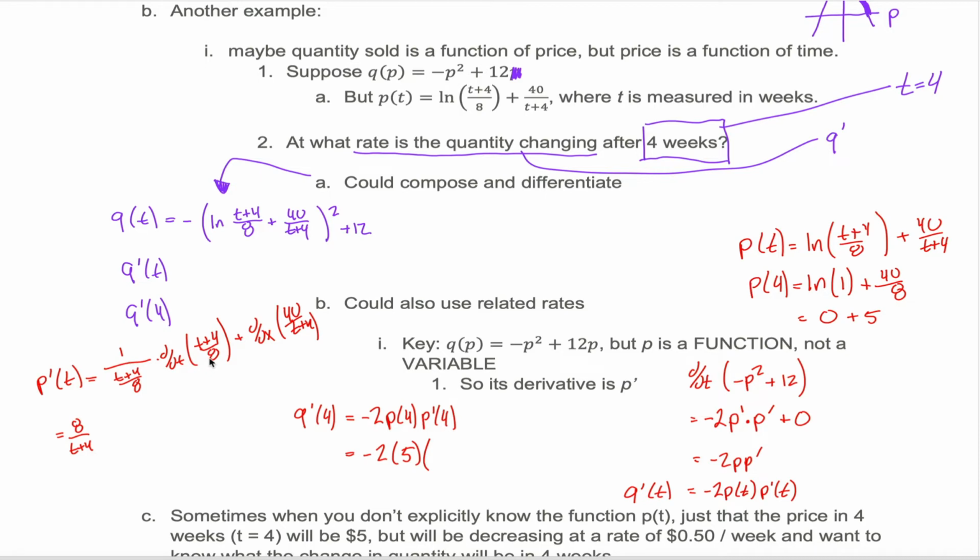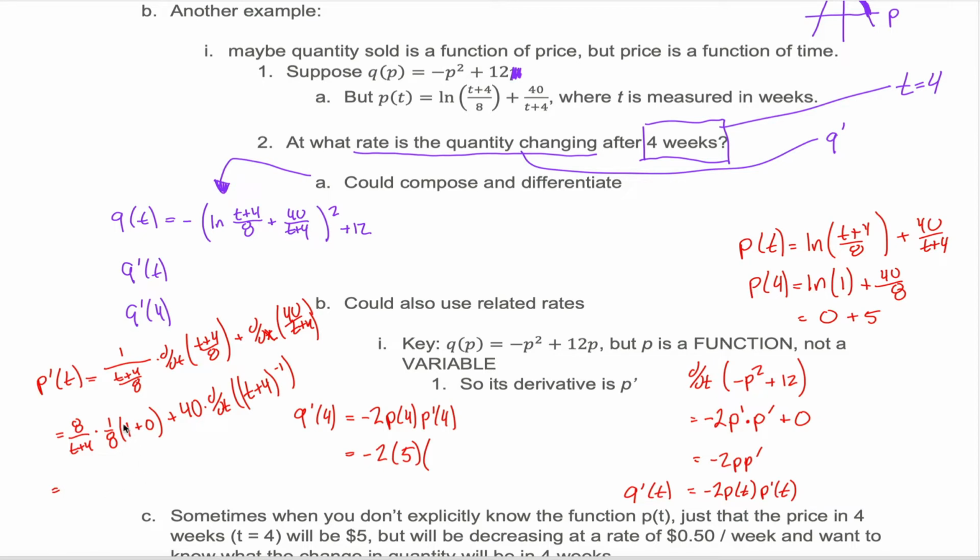The derivative of (t plus 4) over 8, think about this as 1/8 times (t plus 4). So you can bring that 1/8 down in front and then take the derivative of t plus 4. The derivative of t plus 4 is the derivative of t, which is 1, plus the derivative of 4, which is 0. And then to that, I want to add the derivative with respect to t of 40 over (t plus 4). Well, again, if we think about this a little differently, it's easier to take the derivative. Think about this as 40 times 1 over (t plus 4). I can bring the 40 out in front of the derivative symbol, and then 1 over (t plus 4), I can think of as (t plus 4) to the negative 1 power.